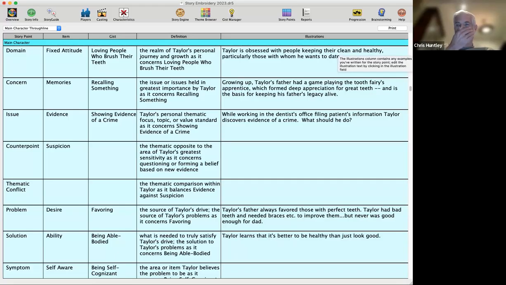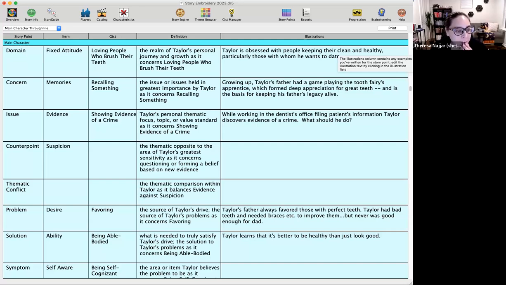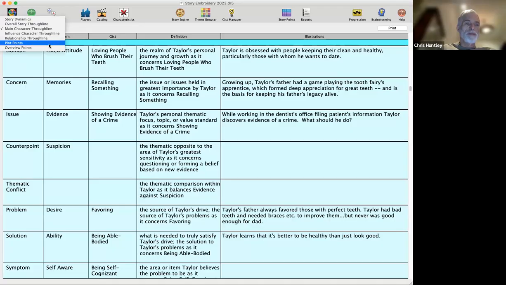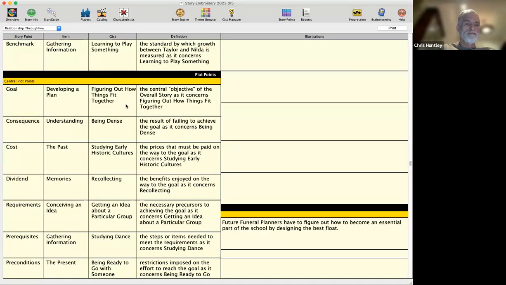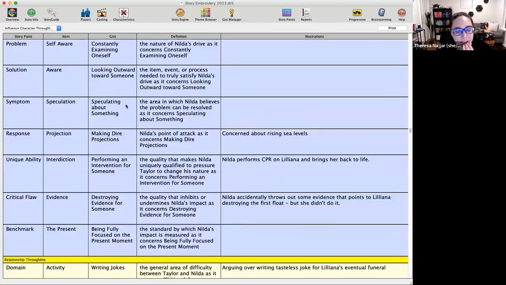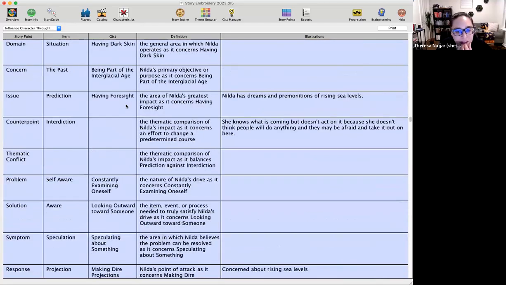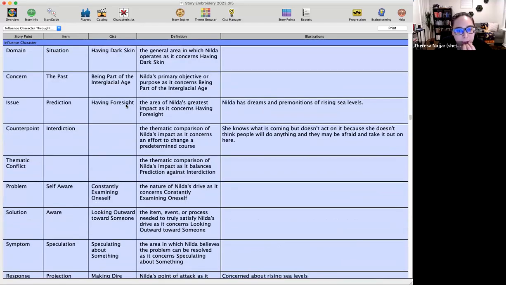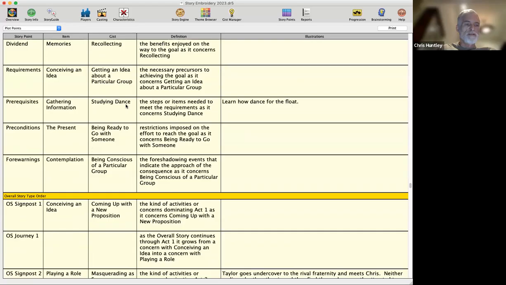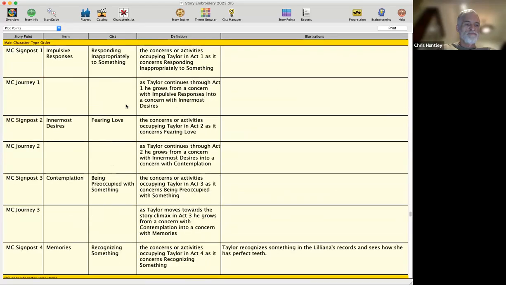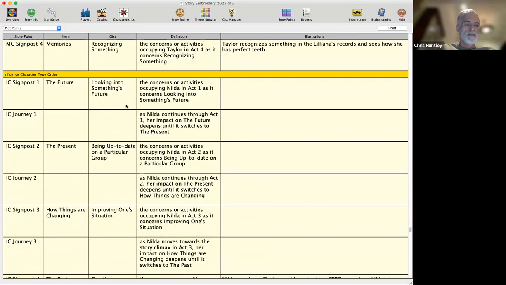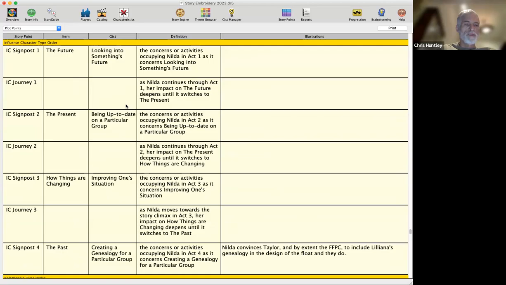Teresa. Okay, I'm thinking influence character signpost 3. Have we done that one yet? Probably not. I think for influence character. Let's see. Oh, right, go the other way. Signpost 3. How improving one's situation?